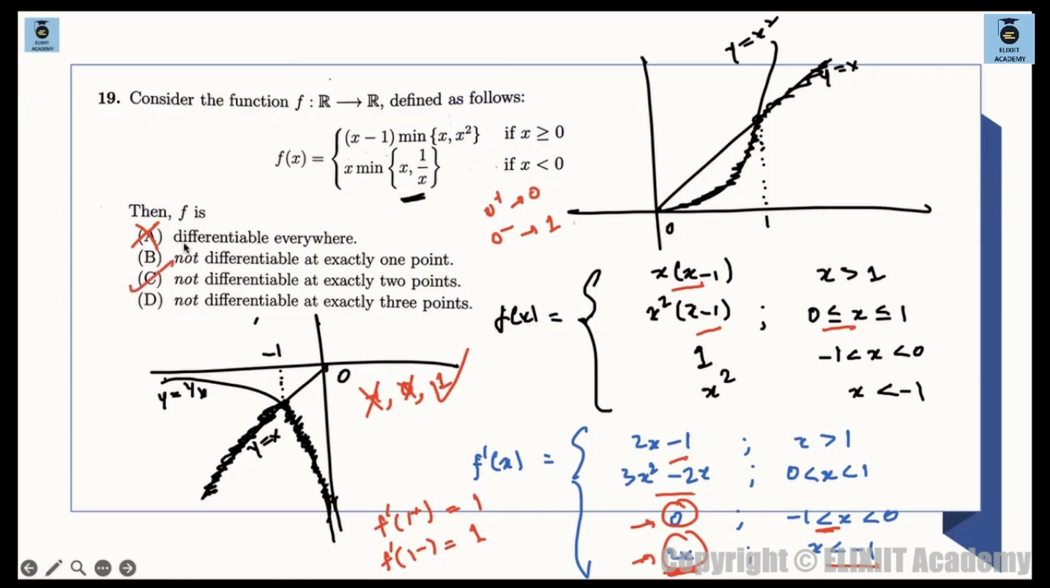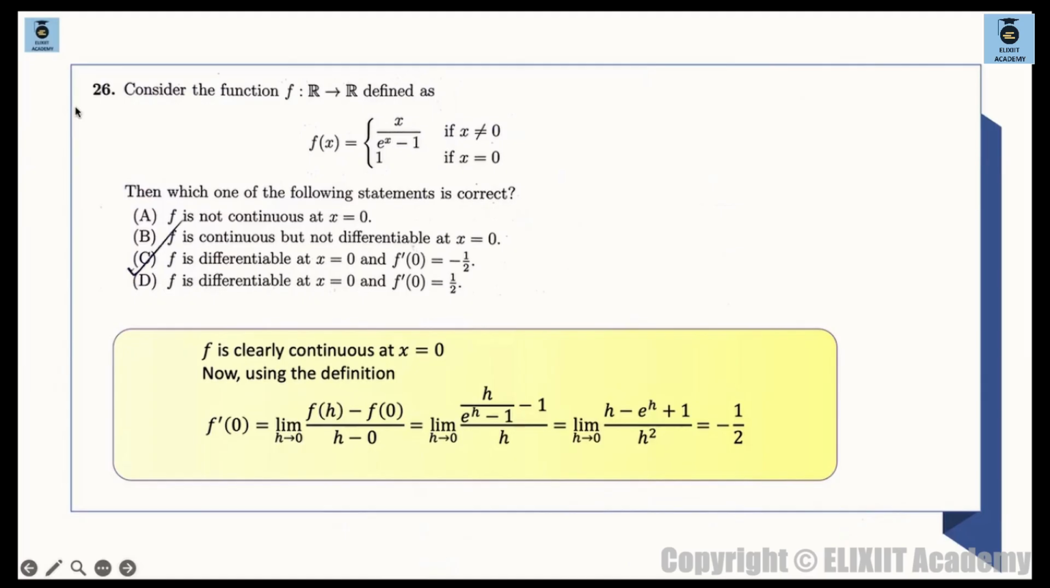Option C is correct. Okay, so here we have another question which says that f(x) is x upon e raised to the power of x minus 1 when x is not 0, and 1 when x is equal to 0. The function is given, and we have to comment on the continuity and differentiability. That is all we have to see, continuity and differentiability. A very simple question is given.